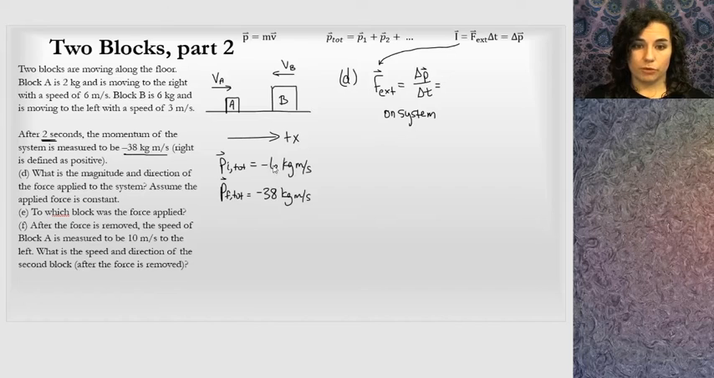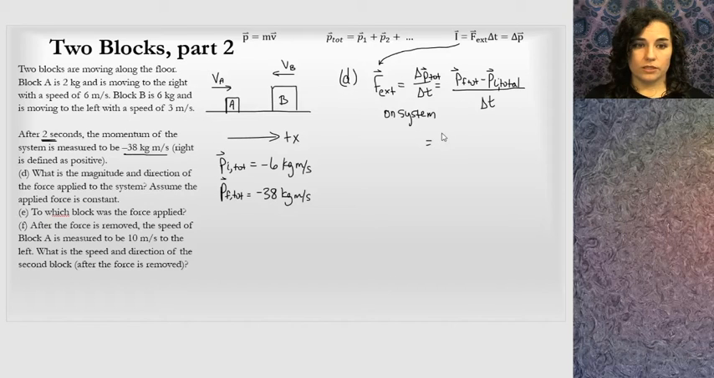This is for both of them combined. So we have the change in P total. Well, that'll be P final total minus P initial total, and we can put that over the change in time. Okay, so we can plug our numbers in.